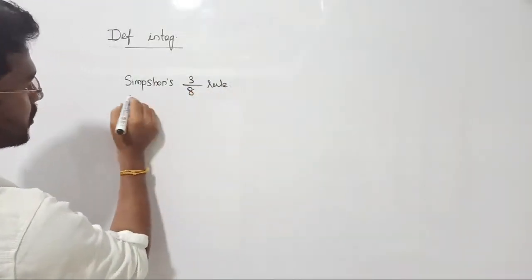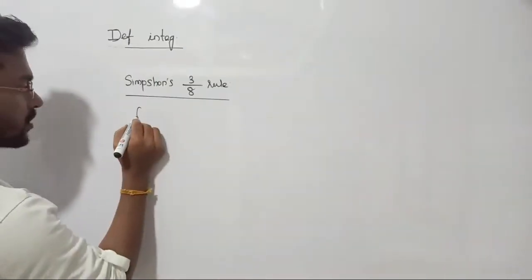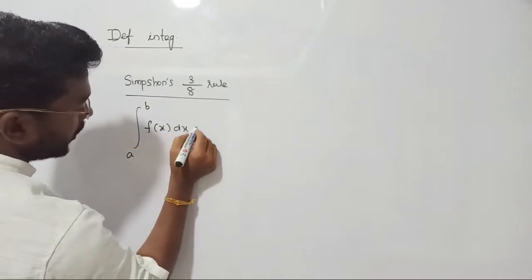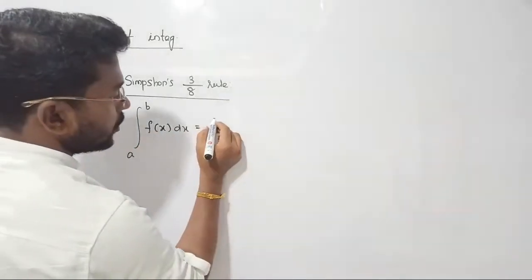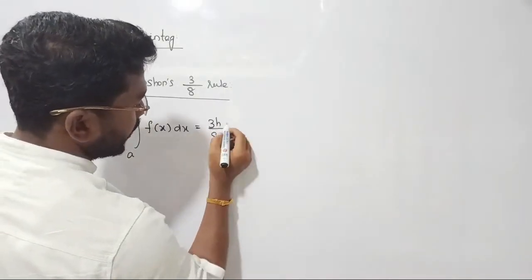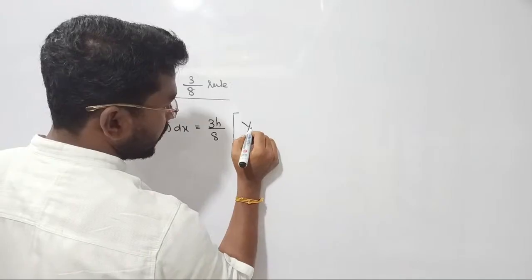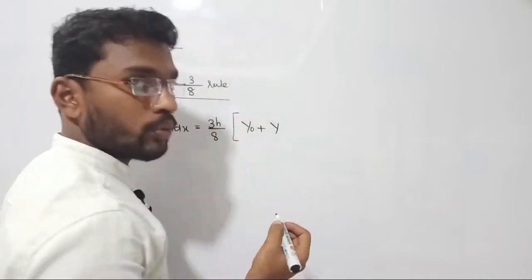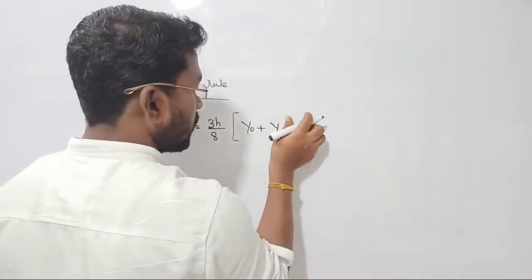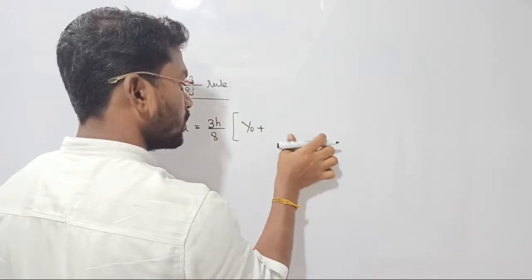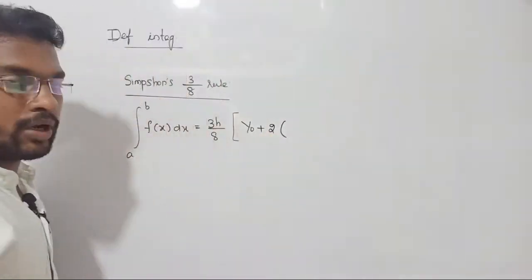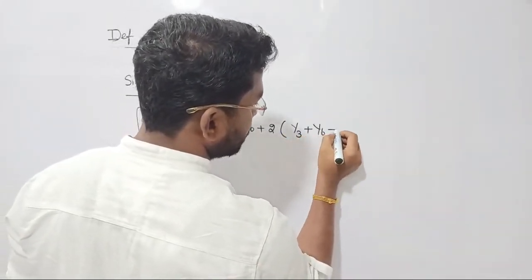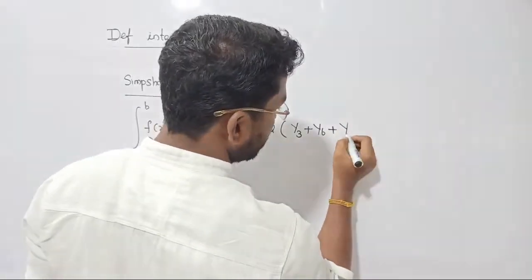In Simpson 3/8 rule, what will be the output function? That is the integral from a to b, and your function is f of x dx. In Simpson 3/8 rule, it can be written as 3h upon 8. In bracket, we consider the initial point y0, and then the multiples of 3. So we are going to consider y3, then y6, and then y9.